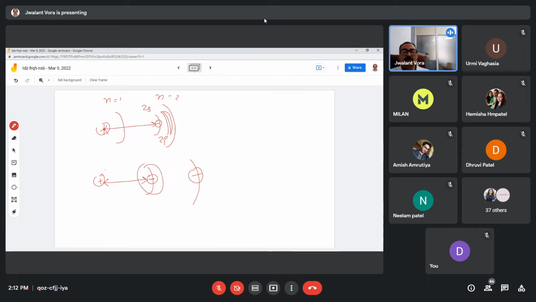If you want to remove one electron from the 2p orbital, it will require less amount of energy because it is away from the nucleus. So the intensity of forces of attraction will be less. So these can be removed very easily.